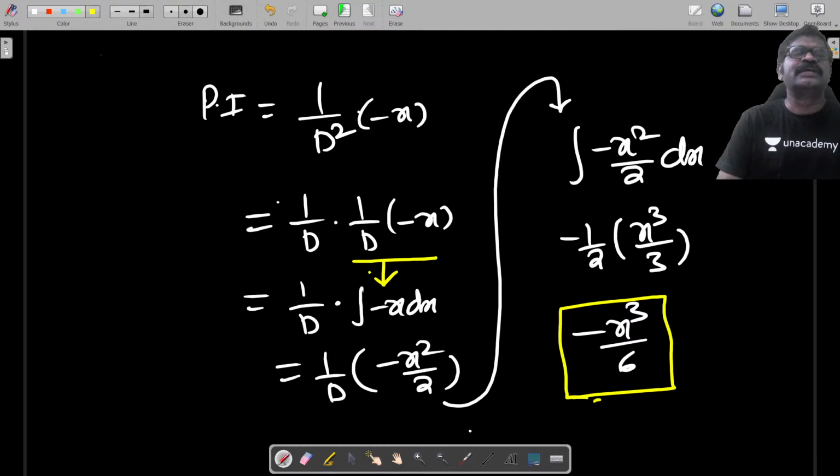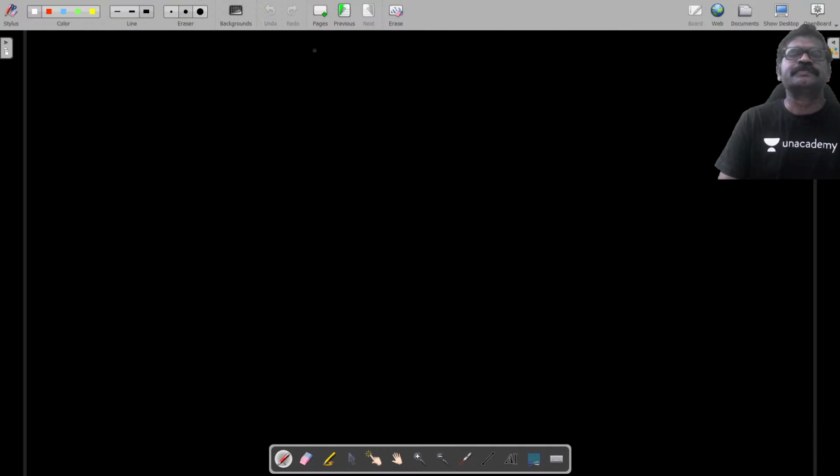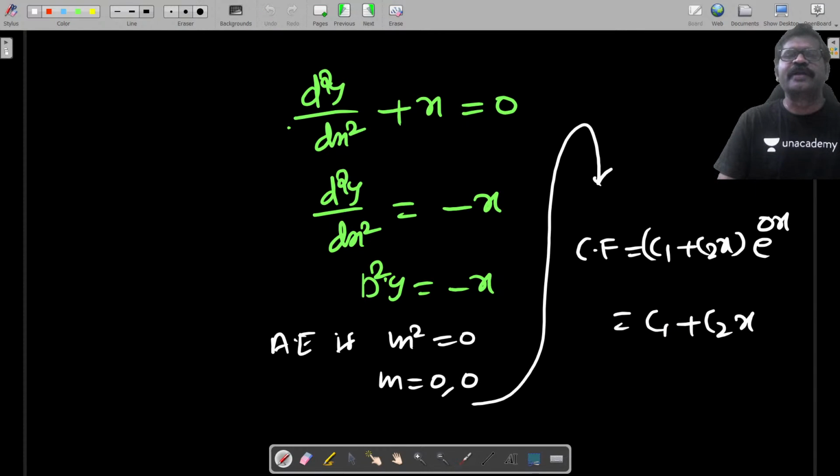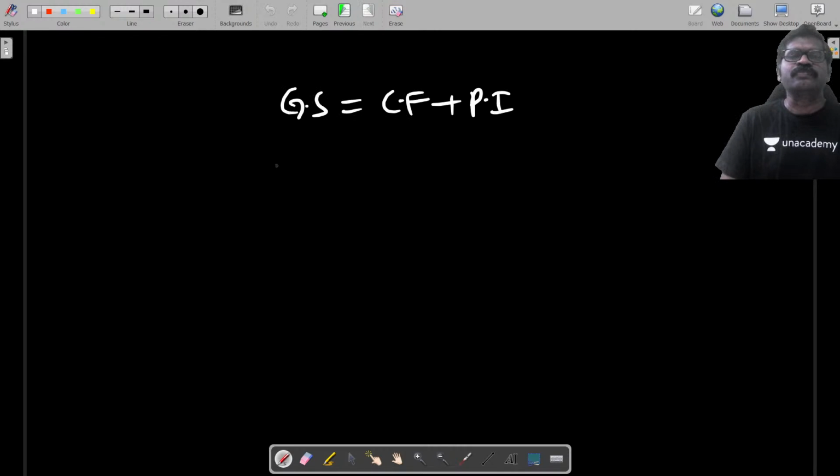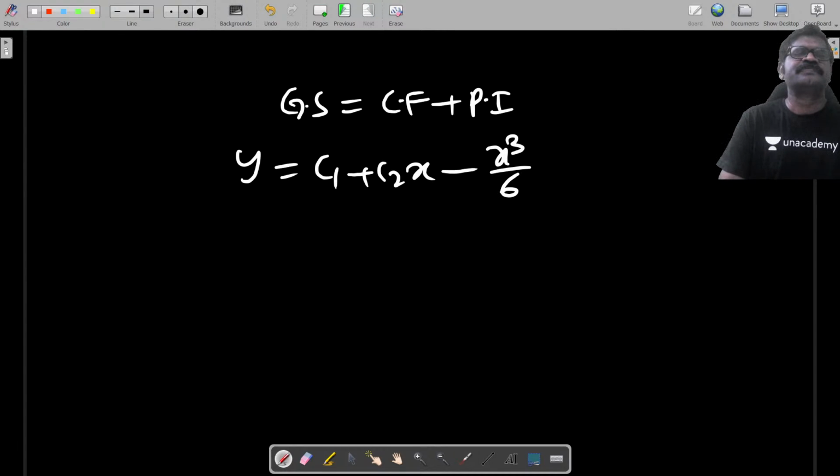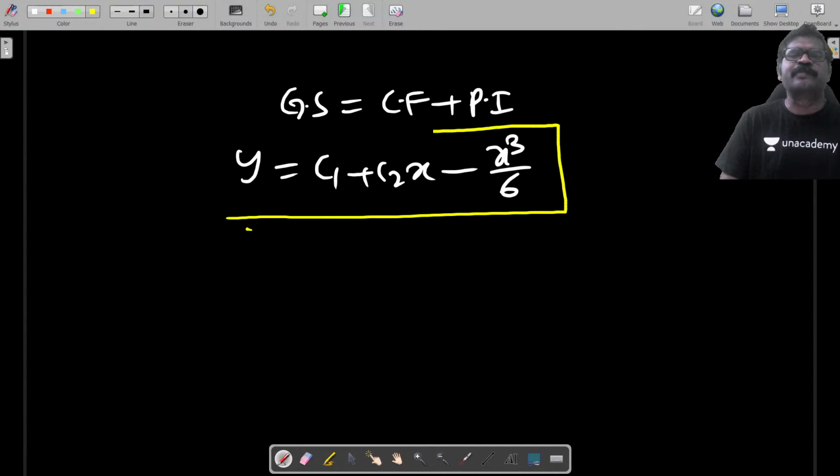Now the general solution is complementary function plus particular integral. y is equal to c1 plus c2x minus x cube by 6.